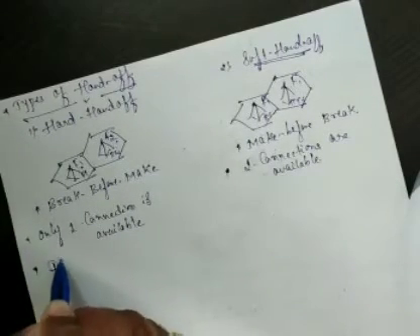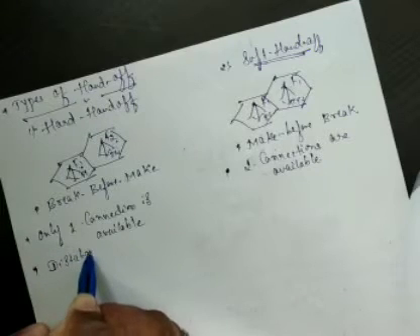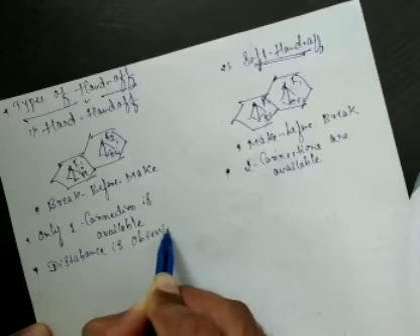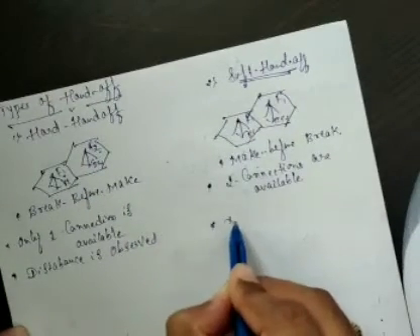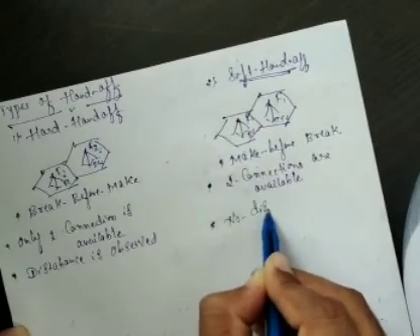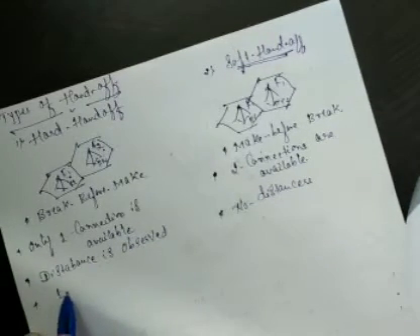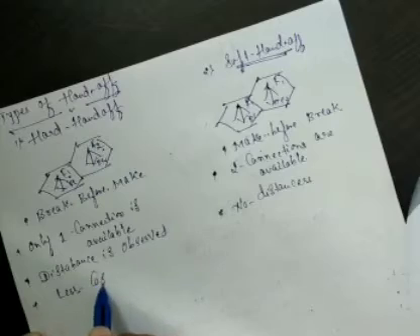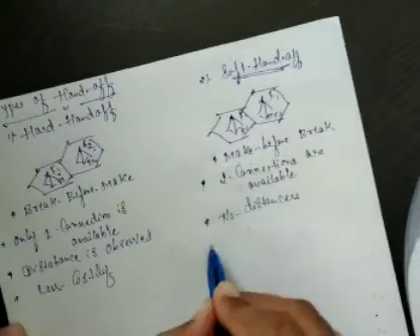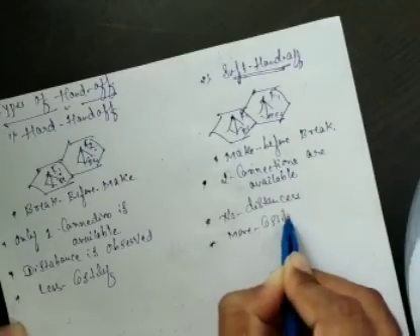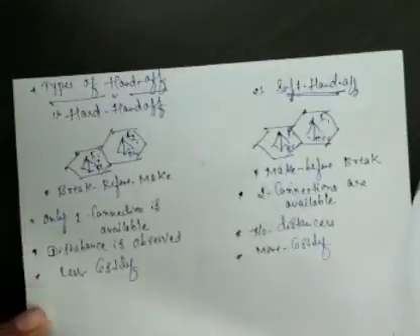The disturbance is observed in hard handoff. There are no disturbances in soft handoff. And one more header: hard handoff is less costly, soft handoff is more costly. These are the differences between the types of handoff.